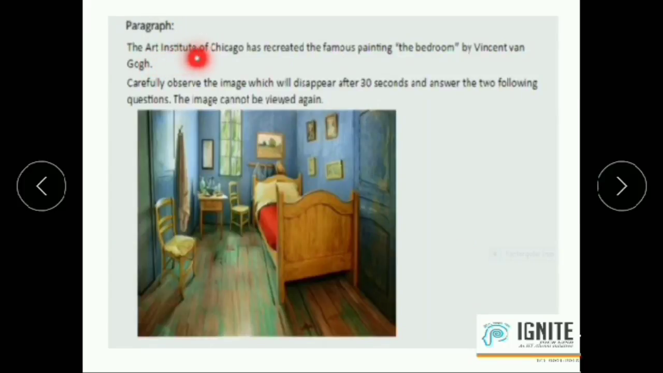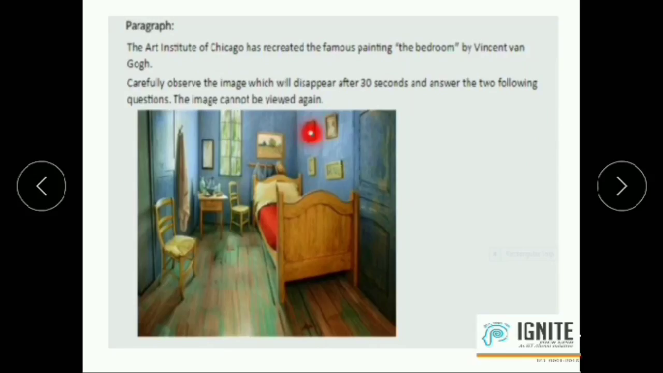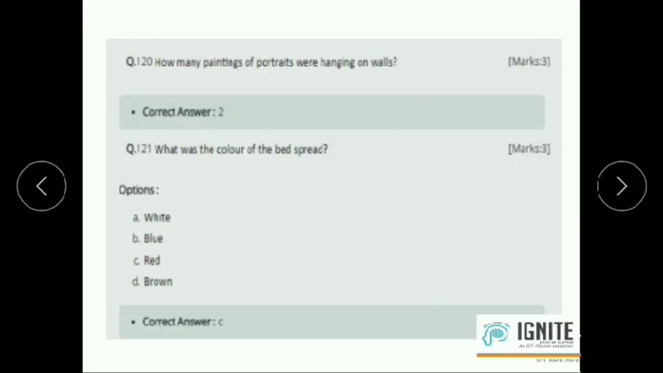Next, the Art Institute of Chicago has recreated the famous painting The Bedroom by Vincent Van Gogh. Carefully observe the image which will disappear after 30 seconds and answer the 2 following questions. The image cannot be viewed again. How many paintings or portraits were hanging on walls? What was the color of bedspread? Red. Okay. 2. Frames and red. Paintings or portraits.